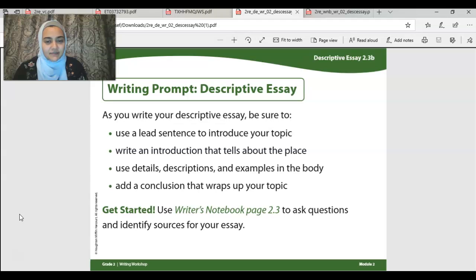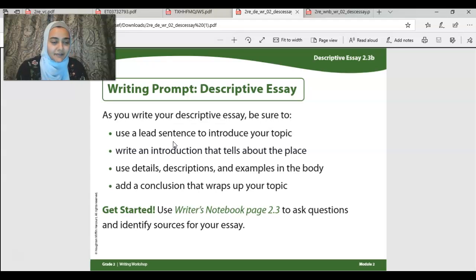As you write your descriptive essay, we're going to use a lead sentence to introduce our topic. A lead sentence means you're writing in a complete sentence. That means you would say, the place I would most like to visit around the world is blank, period, right? And then you're writing an introduction that tells about the place. This place is located in what continent? Or this place is in Antarctica. Or this place is, I don't know, in Africa. Okay, tell me about the place.